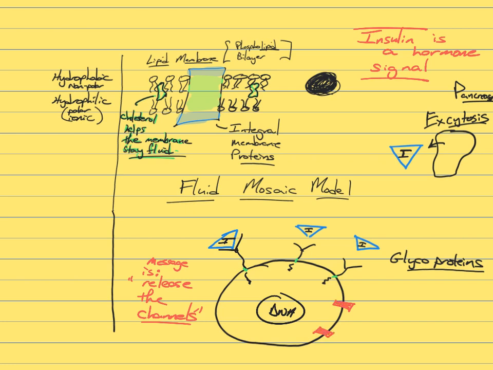The channels then get embedded in the membrane. And what do these channels do? They're in the membrane now. They've been released because of insulin. What are they going to allow in? Sugar. So sugar, specifically glucose, is going to go into the cell through the channel.